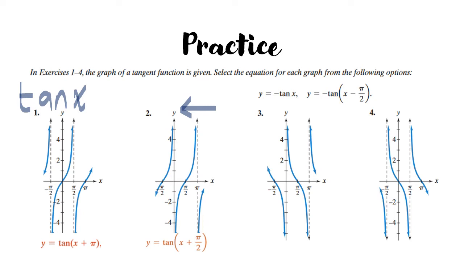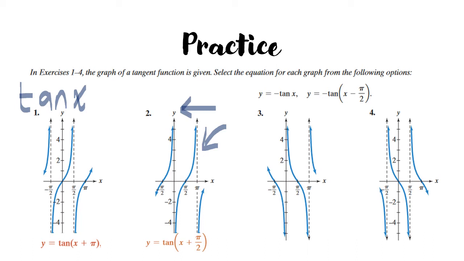Notice the asymptote that was at 3 pi over 2 now is at pi. So that's also another indication that my graph moved to the left pi over 2. The asymptote that was at 3 pi over 2 now is at pi.